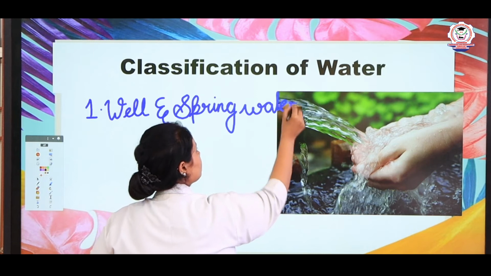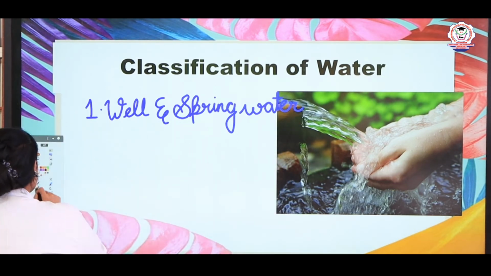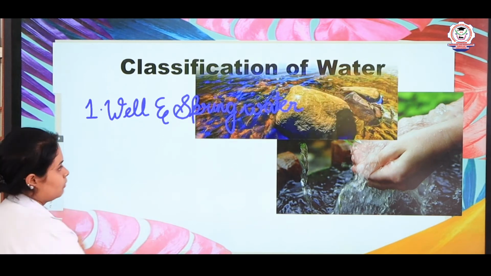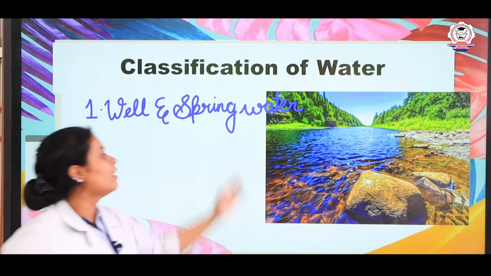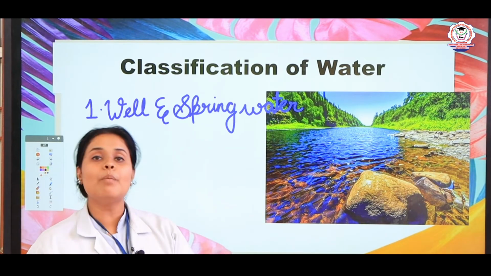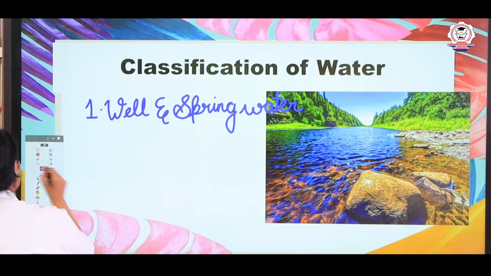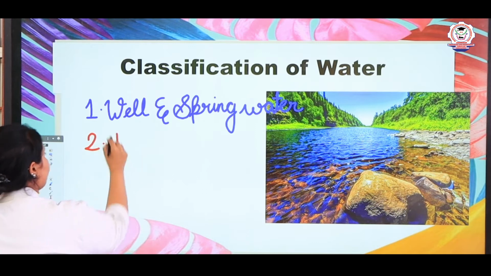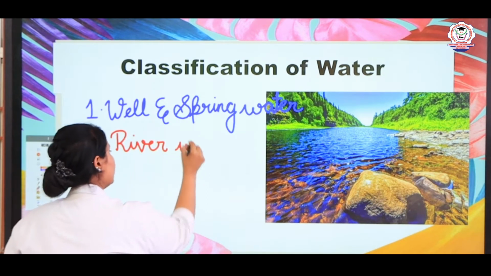Okay? After this classification, let's go to the second classification. So what's the second one? What is this, children? Yeah, this is a river. So the second classification of water is that it is present in the river. So the second type is river water.